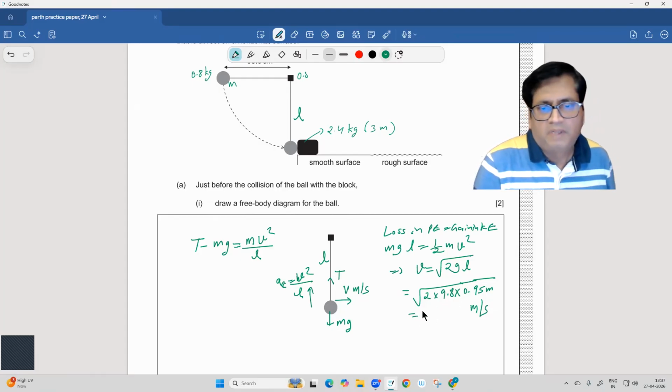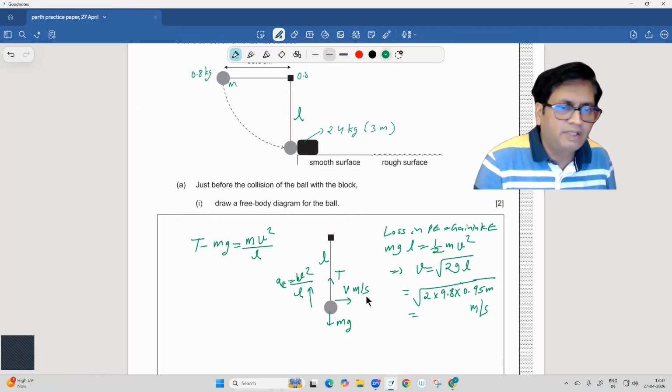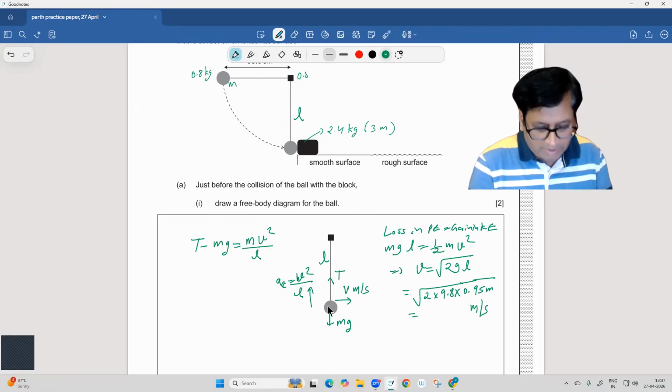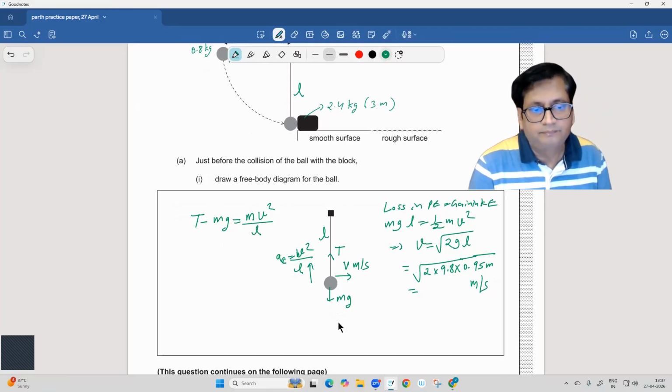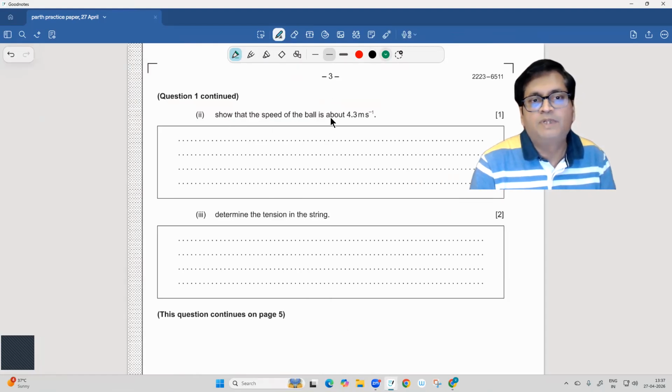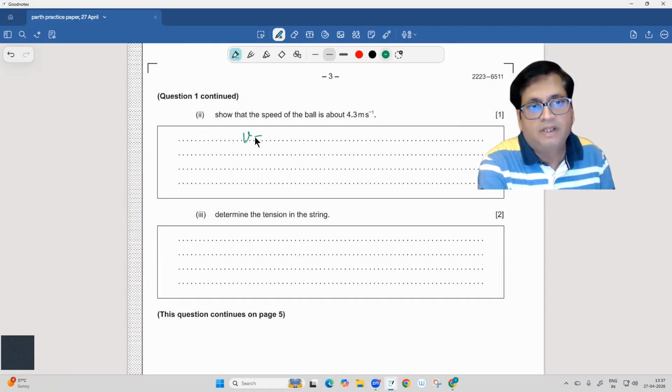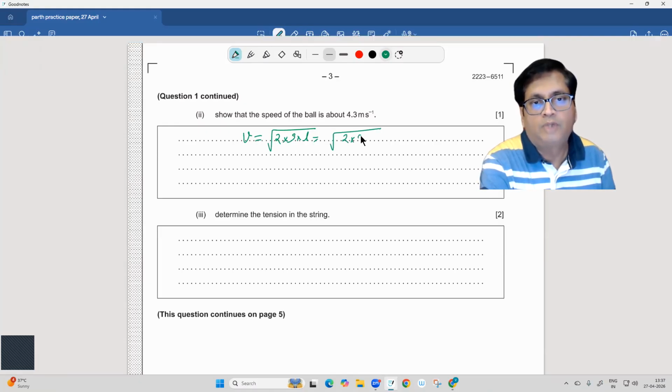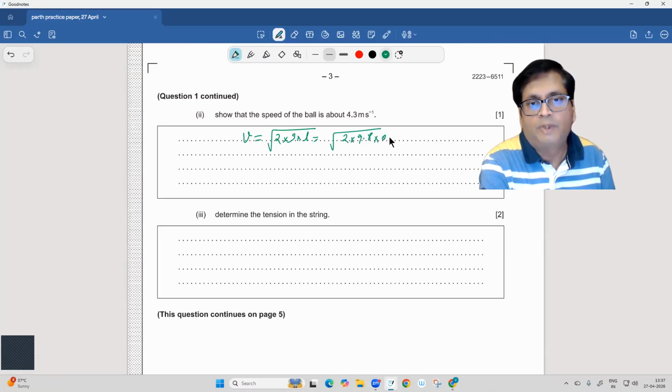Anyhow, it's not being asked in this part. So this is the free body diagram of the ball. Make sense? Show that the speed of the ball is about 4.3. That we already did on the last page. v is equal to root of 2 into g into L, under root of 2 into 9.8 into 0.95.